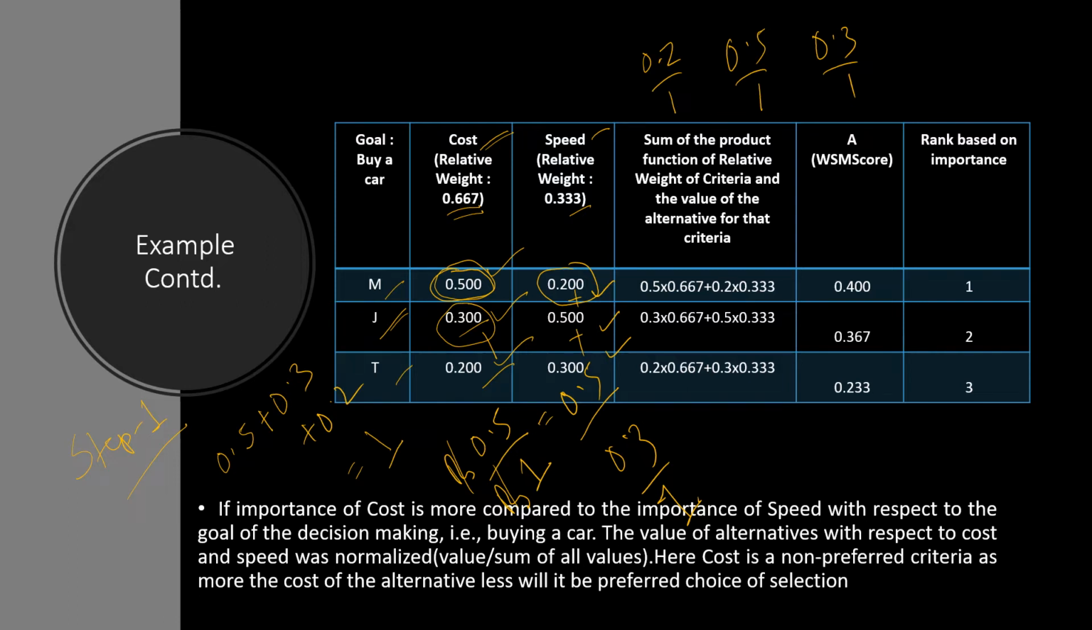But what you have to do in WSM is multiply the value of cost with the weightage of the cost criteria. That means you will multiply 0.667, the weightage of the criteria cost, with 0.5, the value of cost for Mercedes. Then you will add the product of the weightage of speed with the value of speed for Mercedes. That means the weightage of speed is 0.3, multiplied by 0.2. Now the resultant will give you the WSM score, as has been given here.